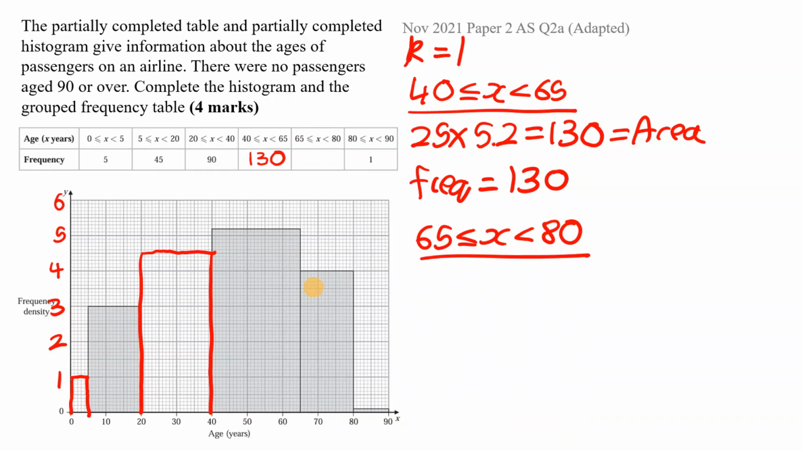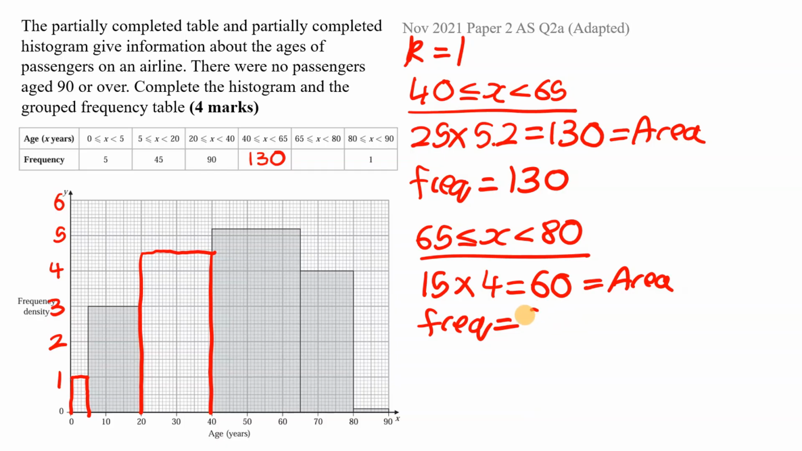to 80. So this is the same as before. We don't know the frequency, but we do have the bar, so we can figure out the area of it. It's between 65 and 80, so the width is 15, and this is going to be multiplied by the height, which comes up to 4, so this is equal to 60. So this is the area, so therefore the frequency is also going to be equal to 60.